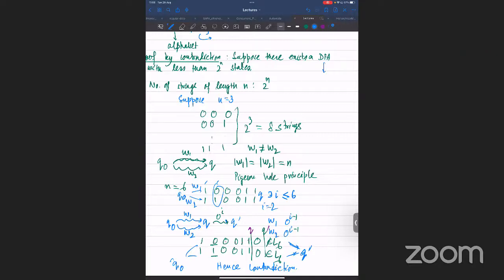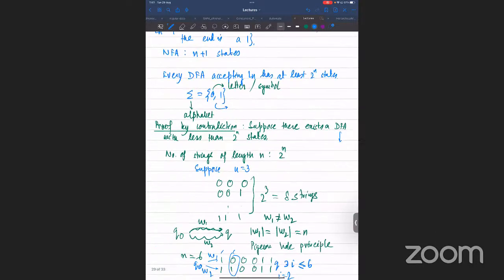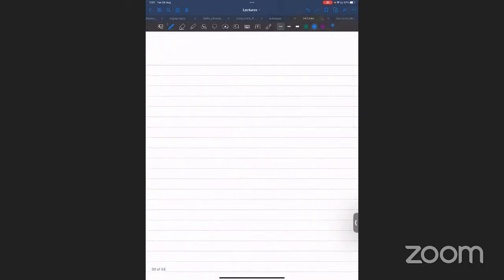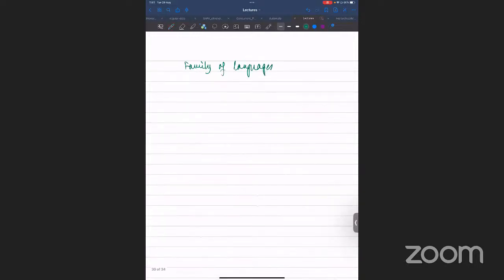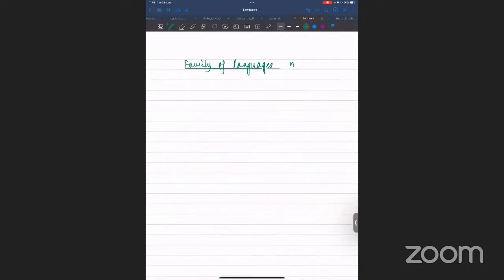So what did we do? We said that we wanted to prove this, and let me go through the proof once again. We want to prove this for a family of languages, and that's very important. The family is parameterized on n. So I'm considering this language Ln.